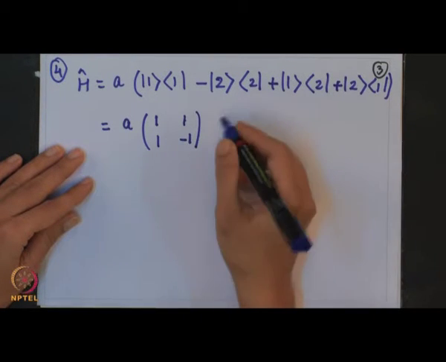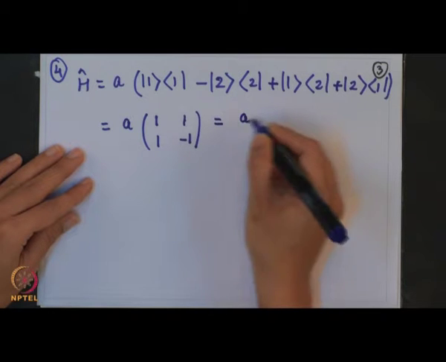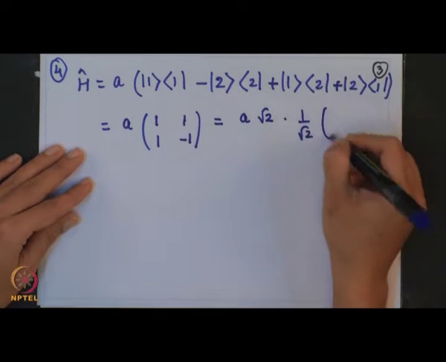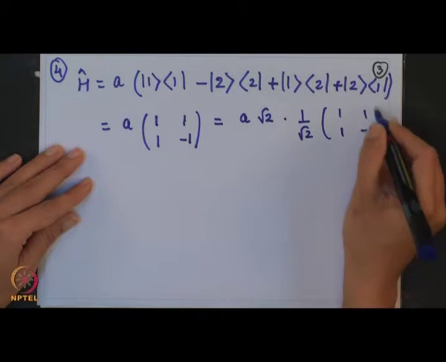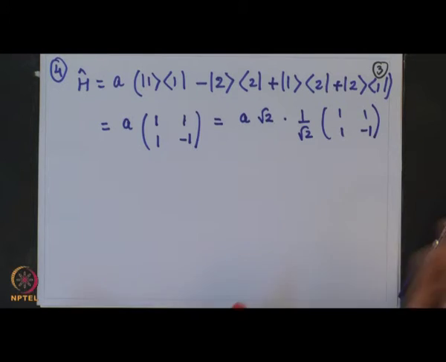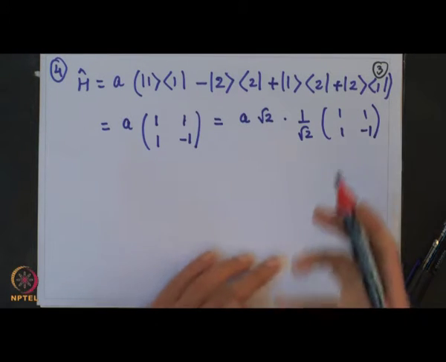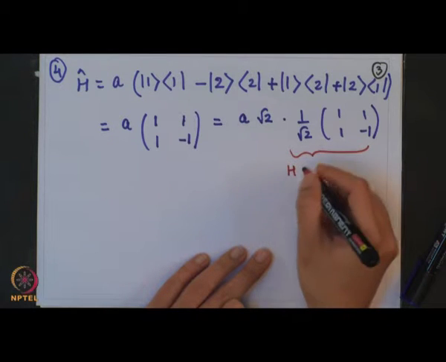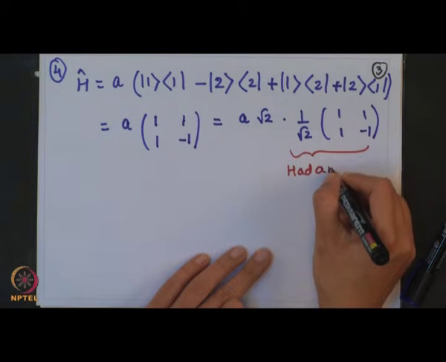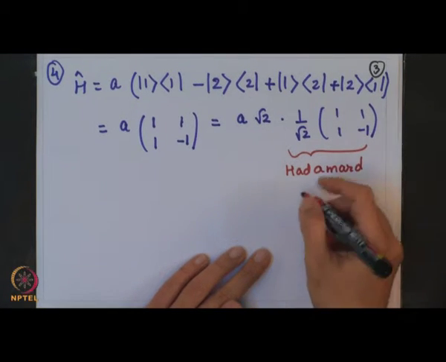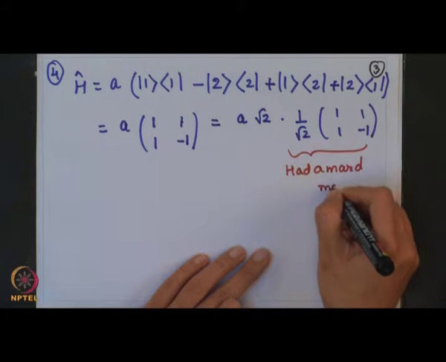Okay. Now, this if I rewrite as 1 by root 2, 1 1 1 minus 1, this is nothing but, I think you have already come across this, the Hadamard matrix.